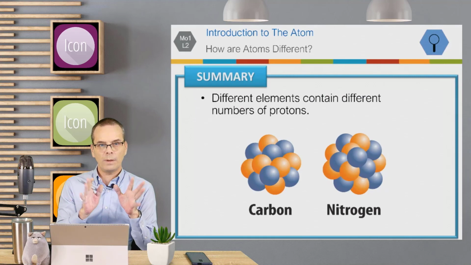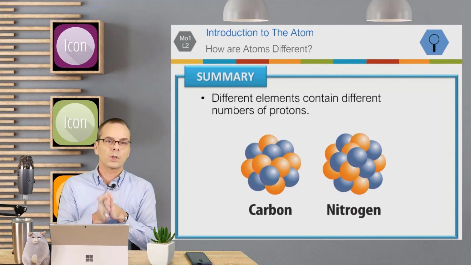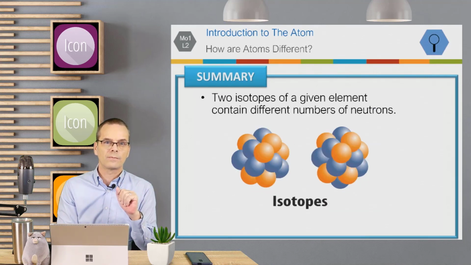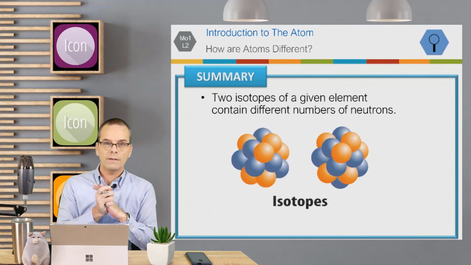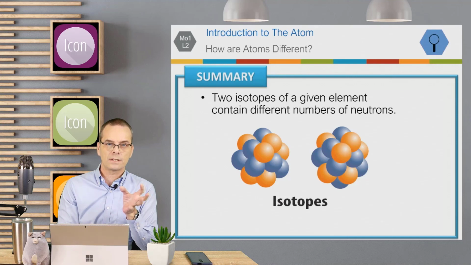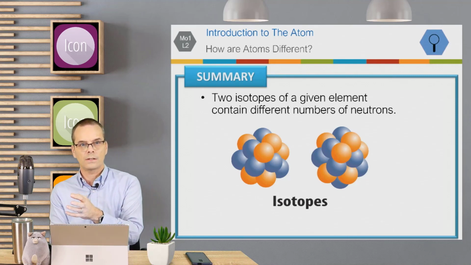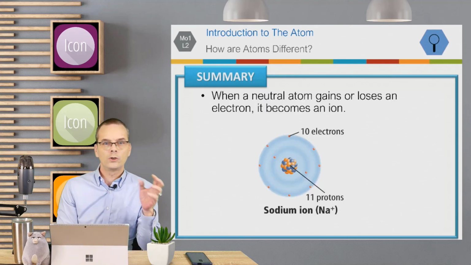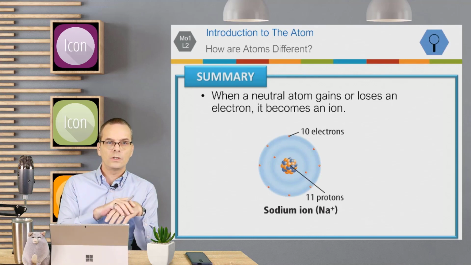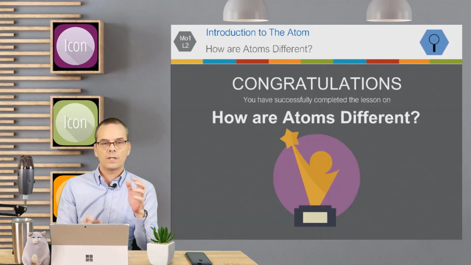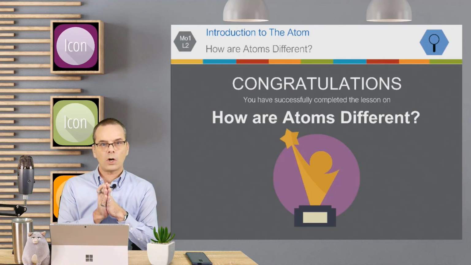So in summary, remember, different elements contain different numbers of protons. All right, that's how you distinguish between the elements. Two isotopes of a given element contain different numbers of neutrons. Isotopes have different numbers of neutrons. When a neutral atom gains or loses an electron, it becomes an ion. So there's your lesson for how are atoms different.